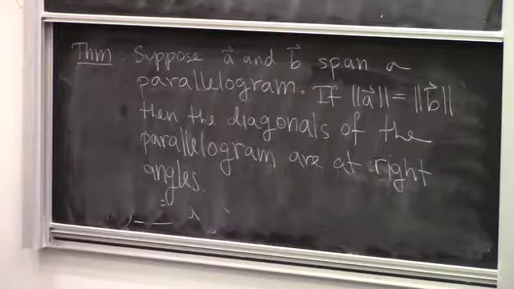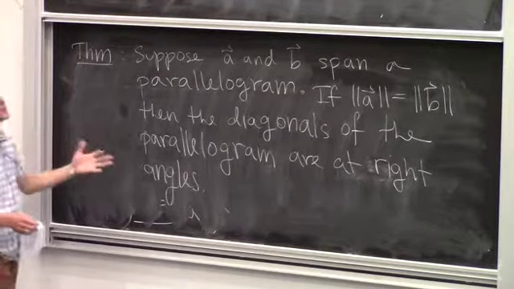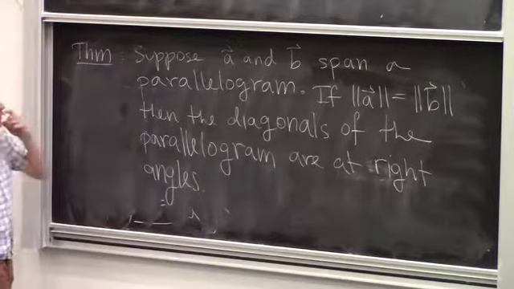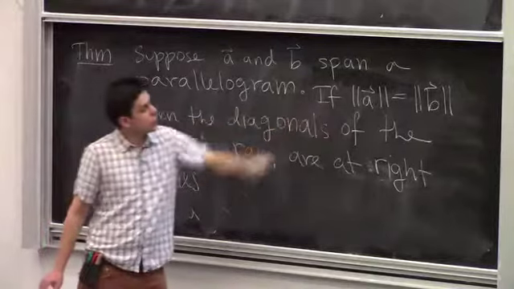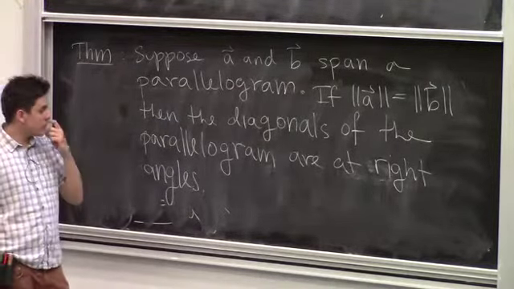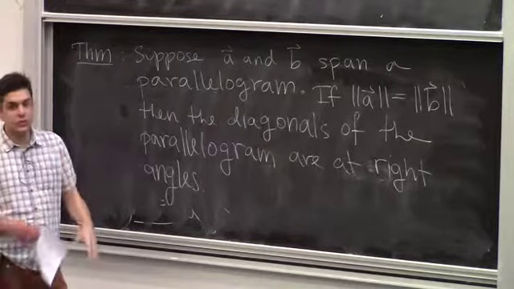this is the kind of theorem that Euclid could have proved. Euclid probably did prove it, but we're going to prove it using vector methods. So if these two things have the same length, then the diagonals of the parallelogram are at right angles to each other.